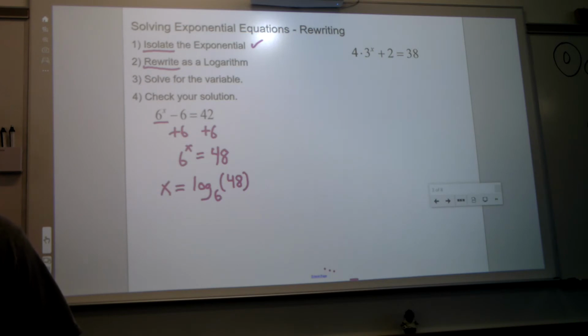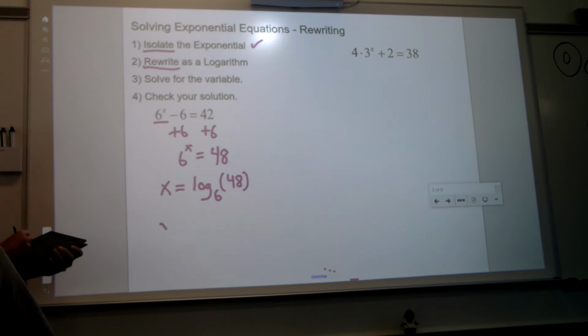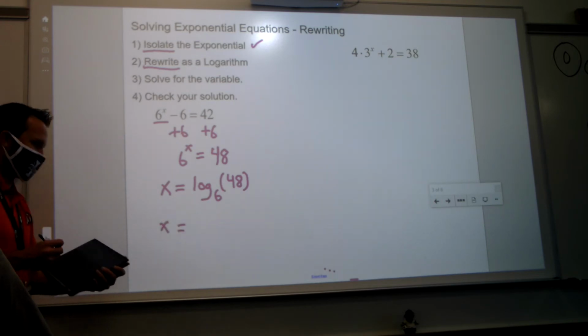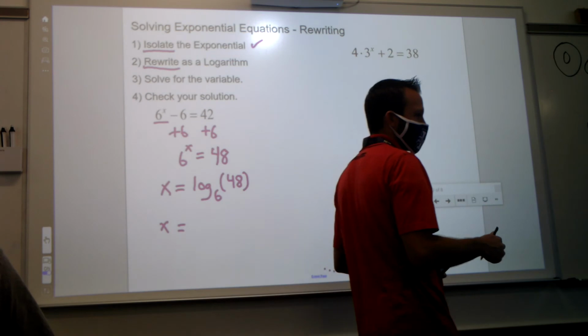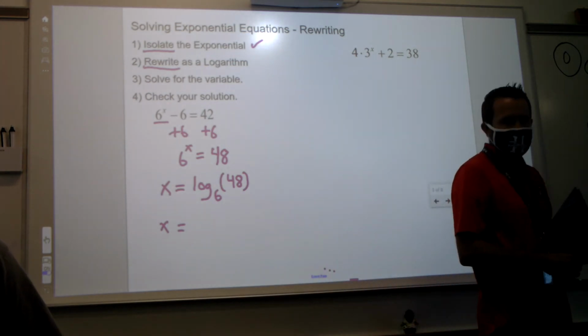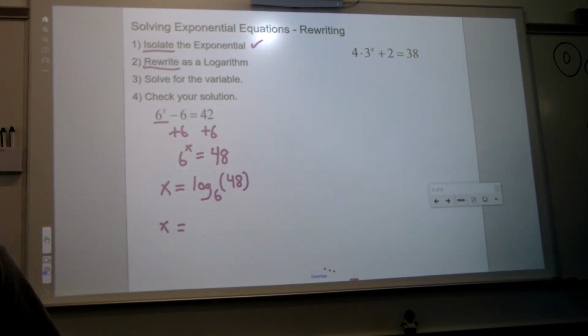How do you put this into your calculator? Remember what buttons you push? You're going to do math up, and I want you to put in log base 6 of 48, and let's go to 3 decimal places, round that out to 3 decimal places. What do you guys get log base 6 of 48 is?